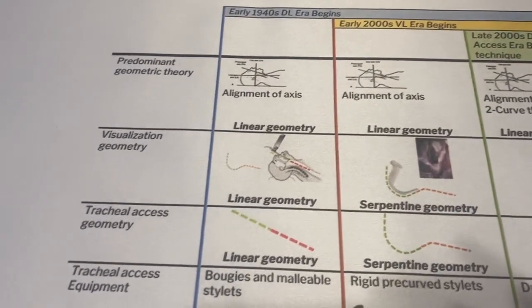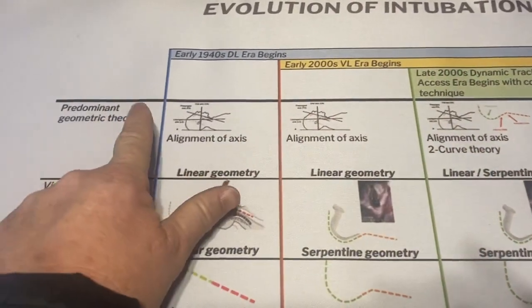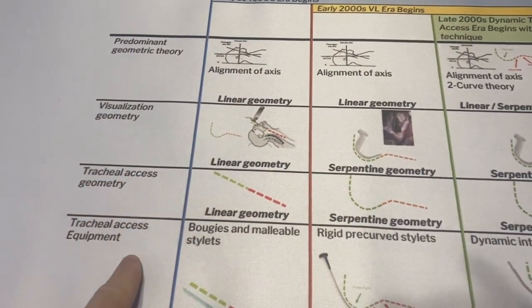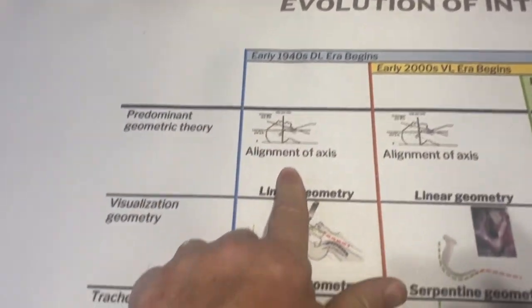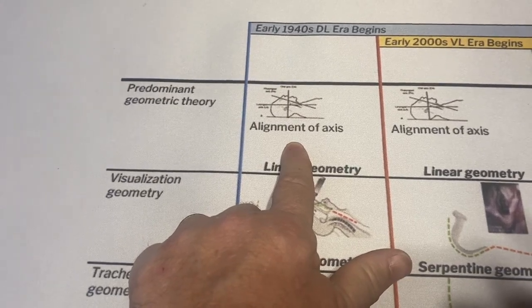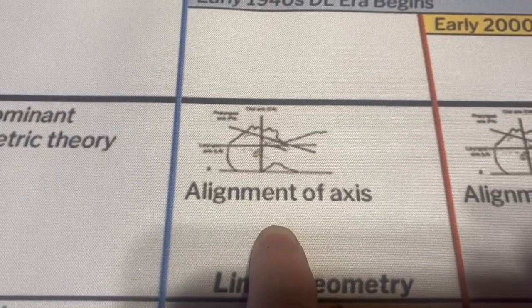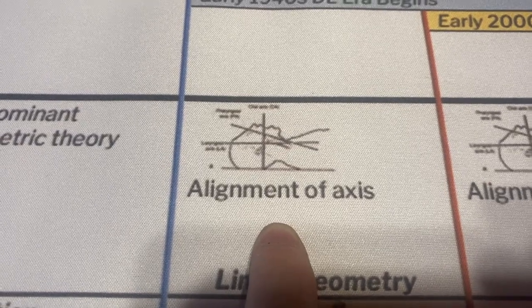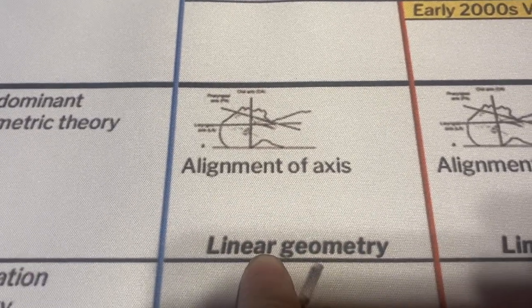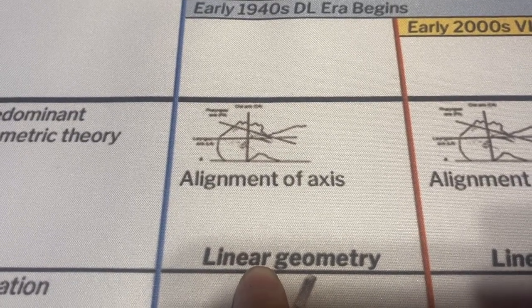And effectively, what we have is the different eras of intubation here, and then the different characteristics of each era here. So intubation started in 1940. This is the predominant geometric theory. So this is what anesthesiologists and ED docs have in their head. This was invented in 1944 by a guy named Bannister. And the important thing to understand is it's all linear. So it's all a bunch of straight lines. You can see there's three straight lines there.